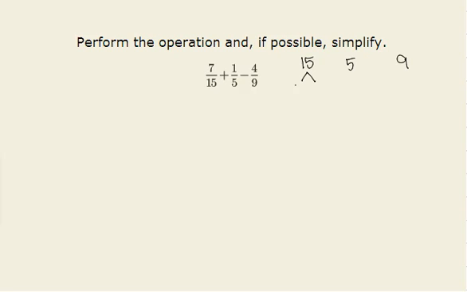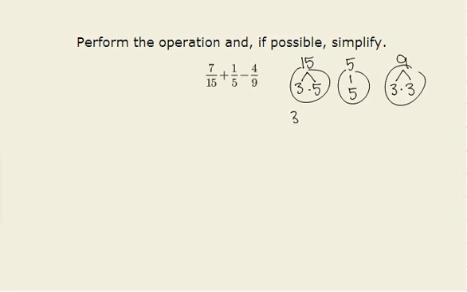Now, 15 factors into 3 and 5. 5 in and of itself is a prime number, and 9 factors into 3 times 3. Now, to find the least common denominator, we use each prime factor the greatest number of times it appears in any one of these factorizations. Each of these here is a factorization.